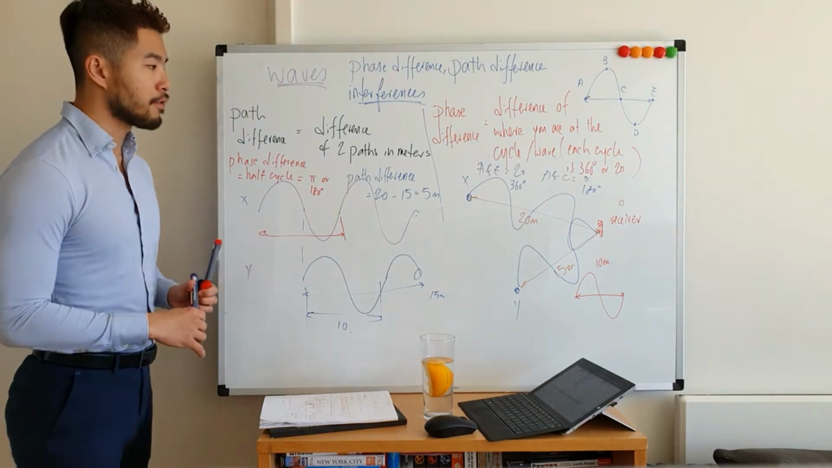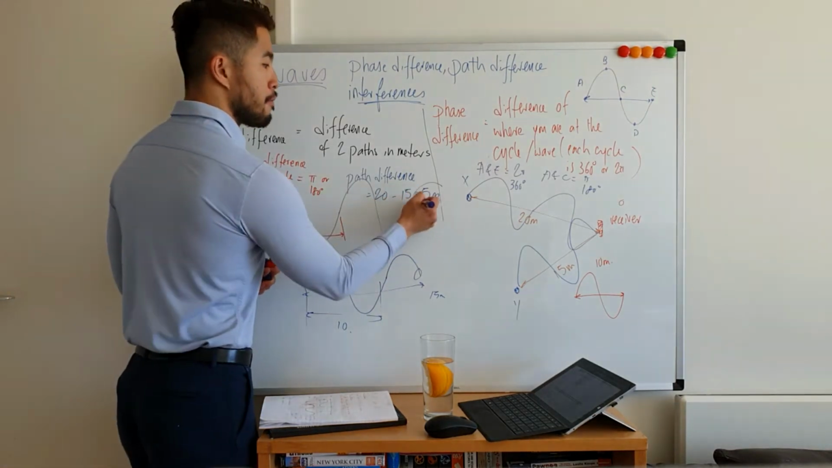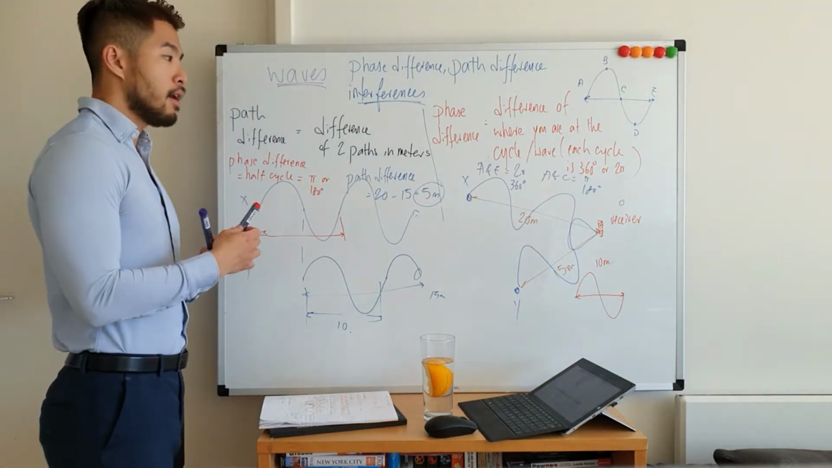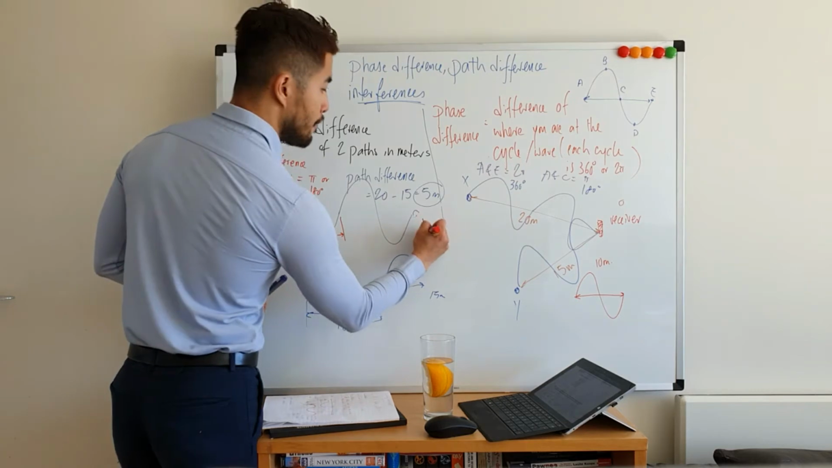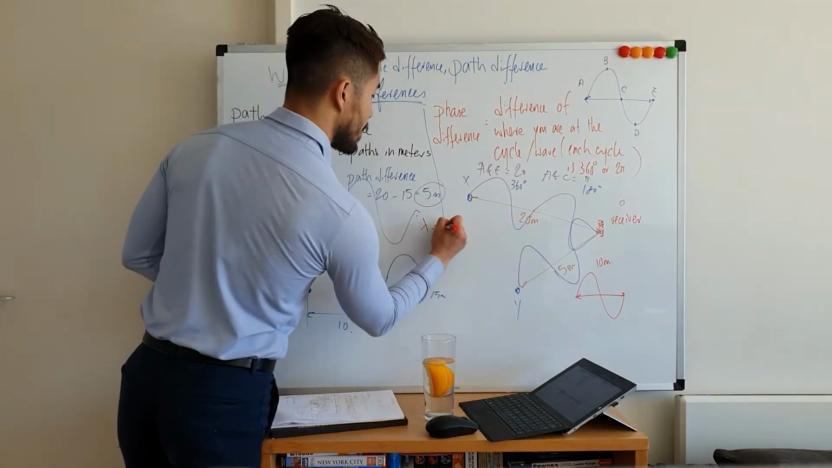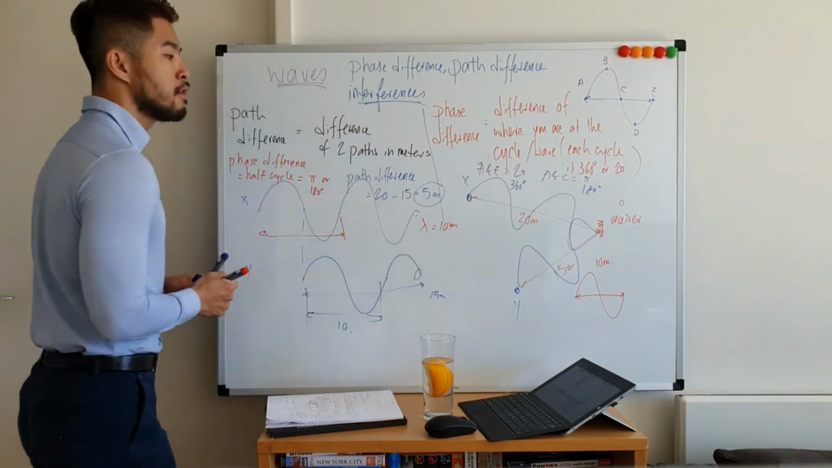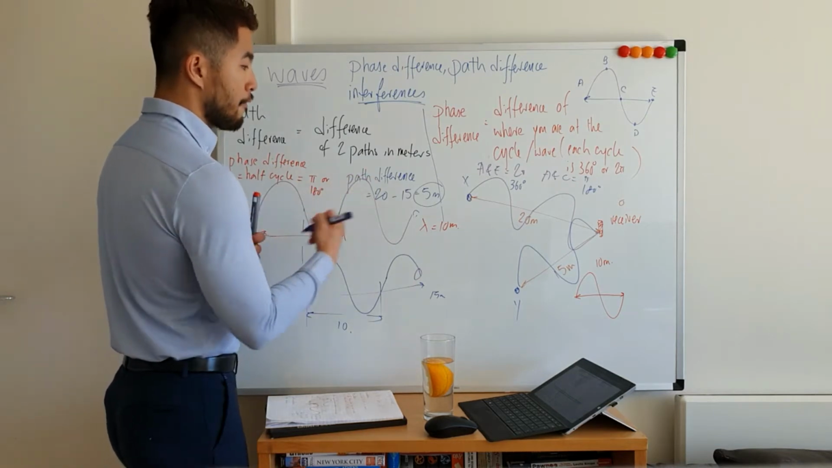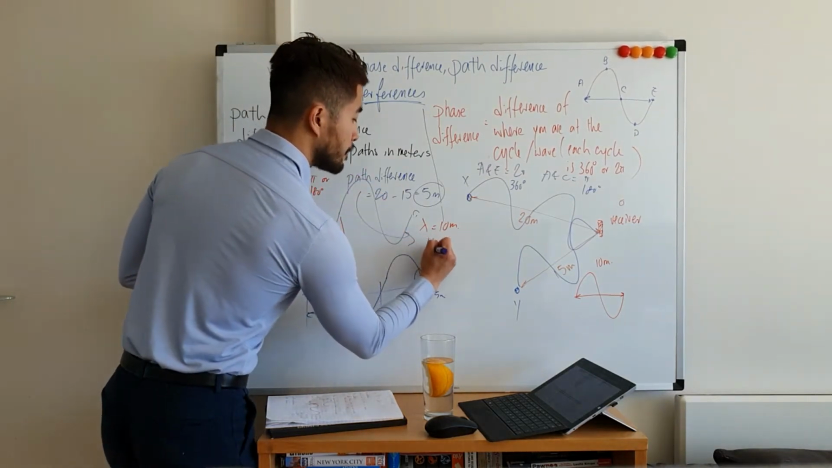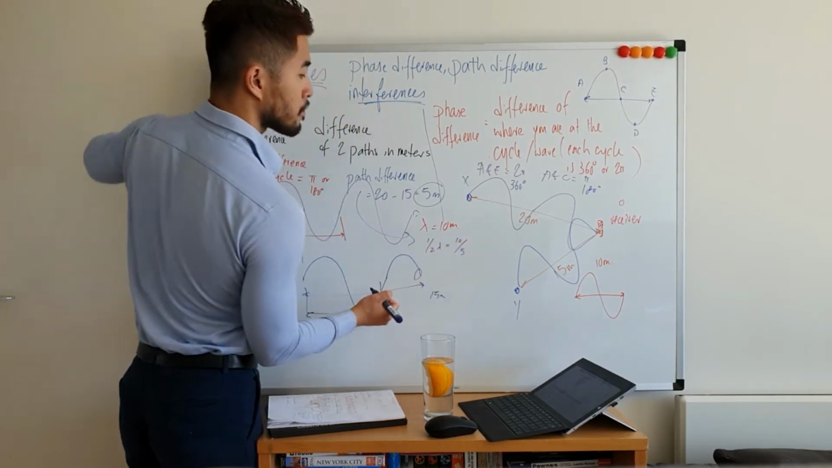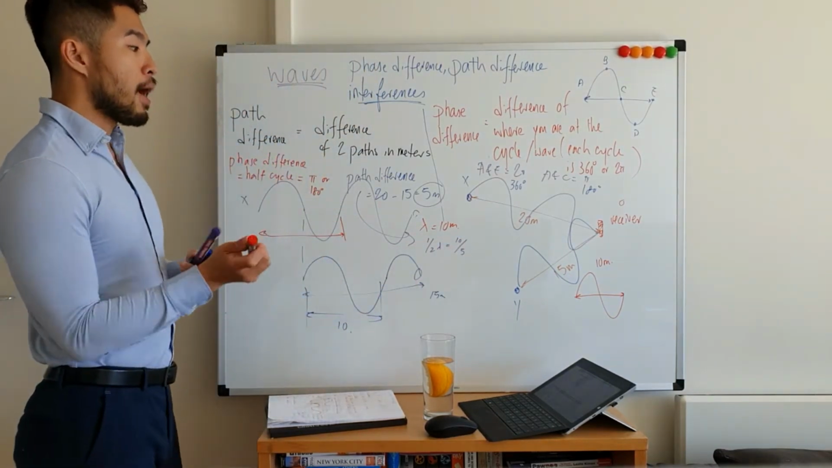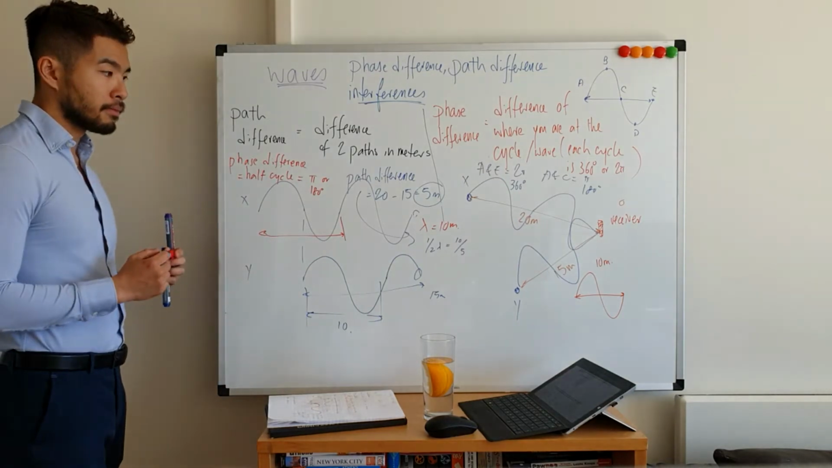How about the path difference? The path difference is 5 meters. Let's express this in terms of lambda. Lambda itself is 10 meters. Lambda is wavelength. So in here, the path difference is half lambda. Why? Because it's 5 over 10. So our path difference is half lambda.